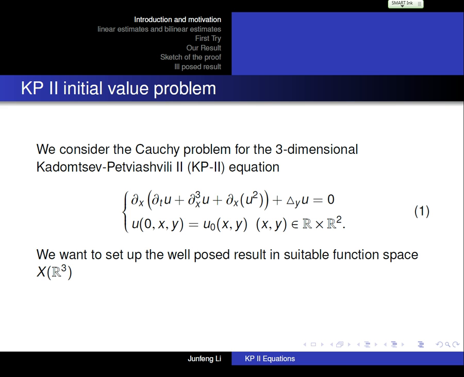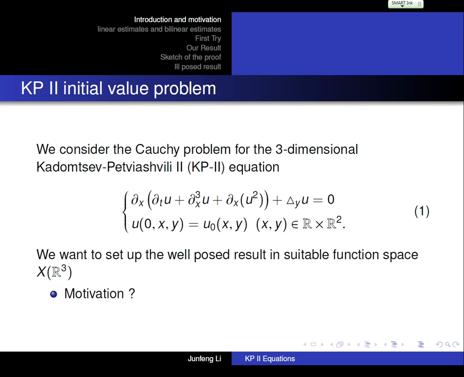And you can see here, we are considering KP2. Here is a plus. If it's minus, it goes to the KP1, but it's a totally different story. So we just think about this KP2 equation. And we want to set up the well-posedness result in a suitable function space X.